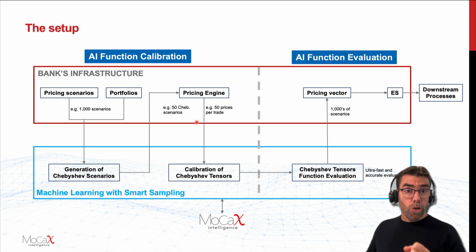Let me emphasize it again. We started with typically 1,000 scenarios, but we only have to price it 50 times now. And the bulk of this calculation is actually here. All this part of the calculation is super efficient and super fast.